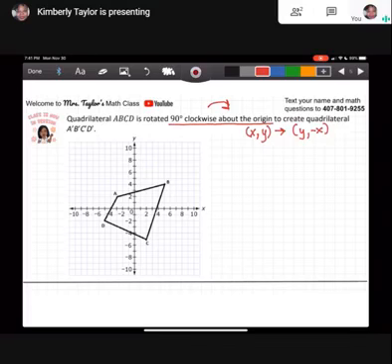So before we get started, we need to get all the ordered pairs. We have A, the original ordered pair is at -3 and 2, and B is at 5 and 4, and C is at 2 and -5, and D is at -5, -2.